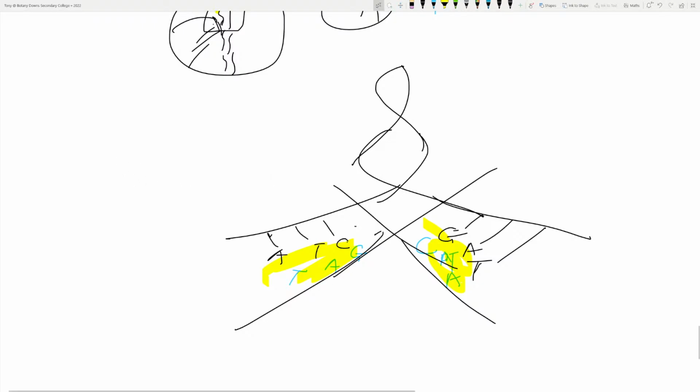Okay, so that's done. It's literally just DNA replication. Just a fancy word, semi-conservative.